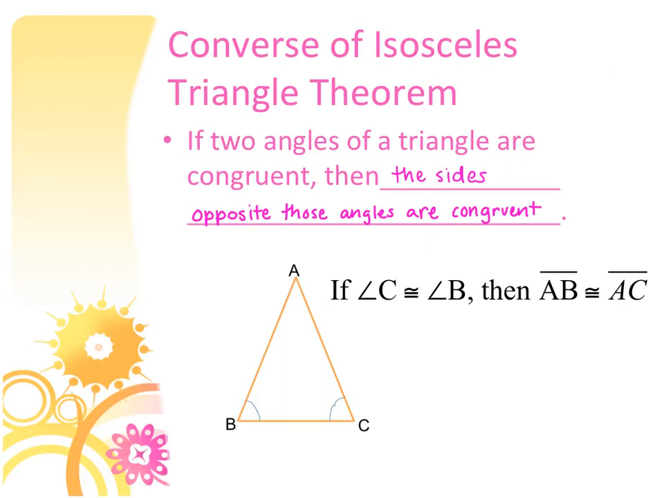The converse of the isosceles triangle theorem states if two angles of the triangle are congruent, then the sides opposite of those angles are congruent. So in this example we have angle B is congruent to angle C, so the sides opposite of these two angles are also going to be congruent. So this is the same as that last example, but the converse of it.